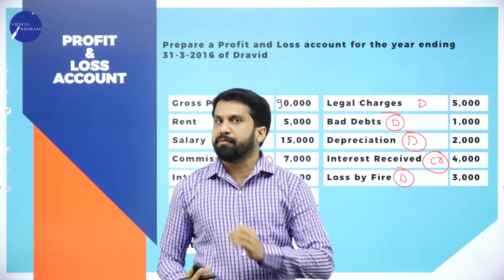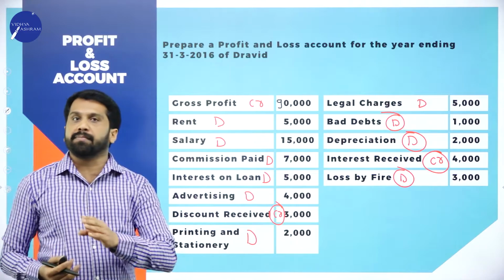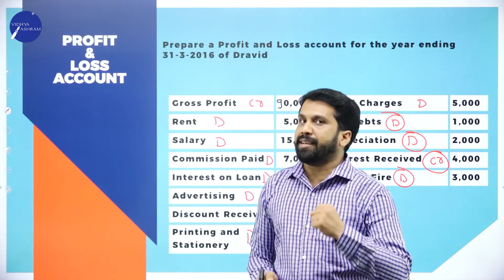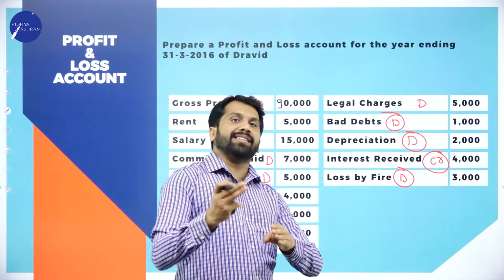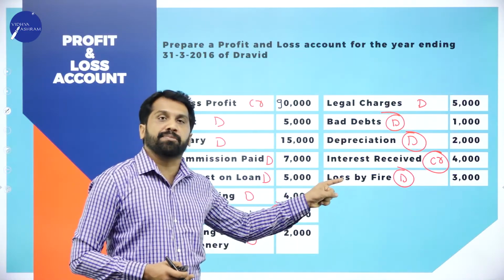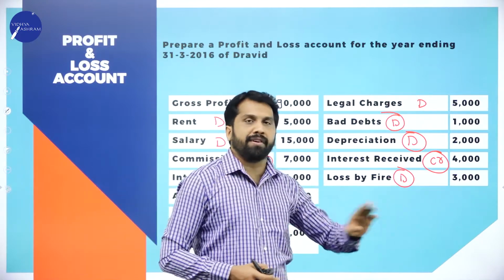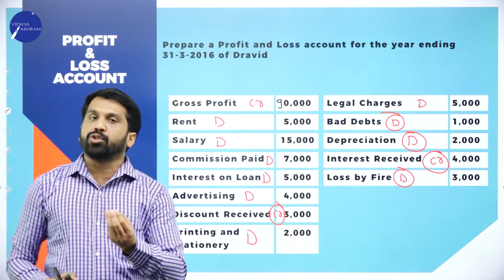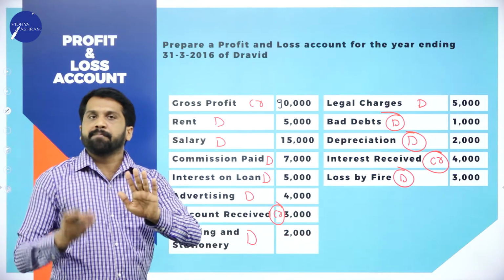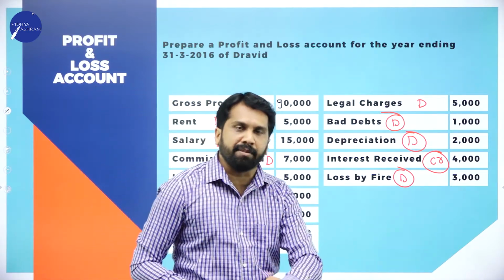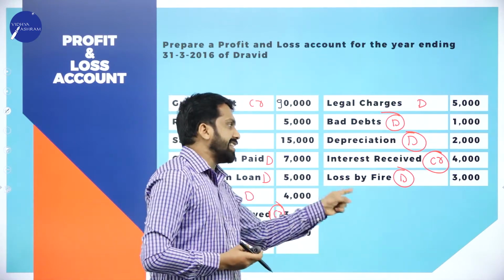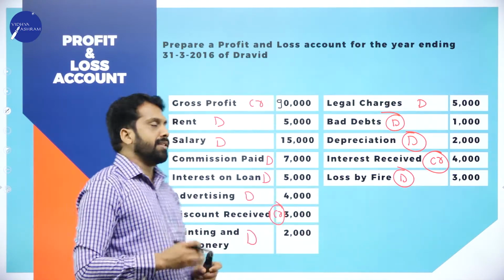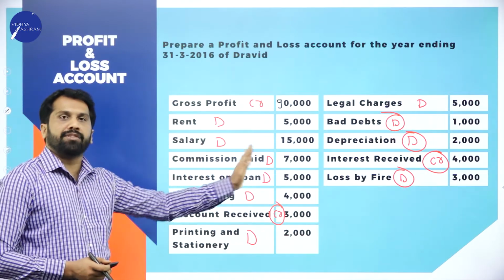Now, the complete loss by fire we will not take. Only the difference from, for example, your loss by fire is around 1 lakh. In that, insurance company has given you 80,000. The balance 20,000 is called your P&L expenses. Remember, this loss by fire is not your complete loss. From the complete loss, we minus the insurance claim. 1 lakh is your loss. 90,000 is your insurance claim. The balance 10,000 we considered as expenses. So, that is loss by fire. How much you got? 3,000. Clear? Yes. I have mentioned which comes under debit, which comes under credit.